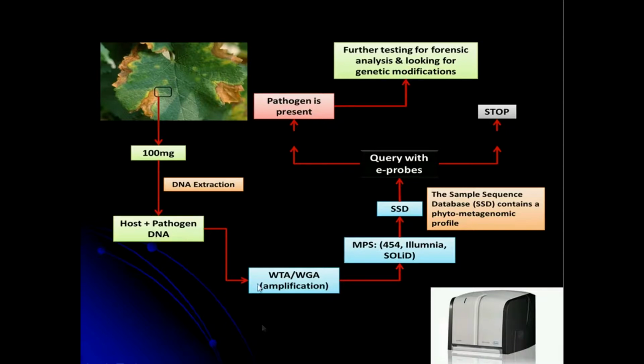All of that material then goes through an amplification step. We added in the whole transcriptome amplification, and then eventually we moved exclusively to whole transcriptome amplification because that also provides you whole genome amplification along the way. We started out using 454 sequencing. We're now working with Joanne Crouch's lab to try and transition this to Illumina as well as to other platforms. You develop your sequence samples database, and then you query it. If your pathogen is present, you can keep going by adding different eProbe sets to look for different things. If there's nothing present, you could stop right there. That's the basic principle of it.